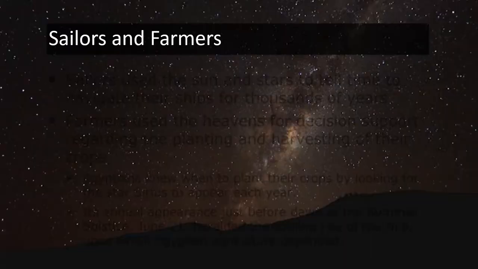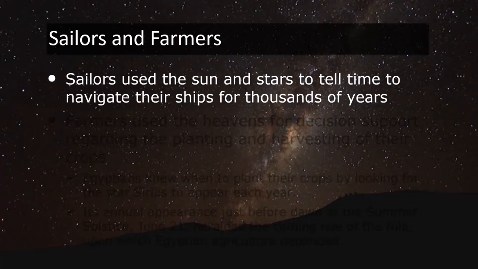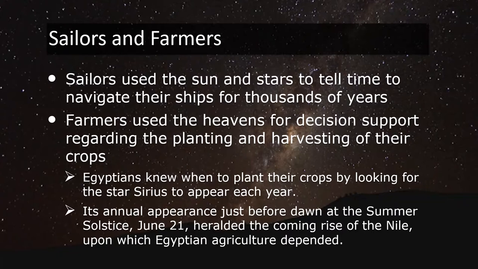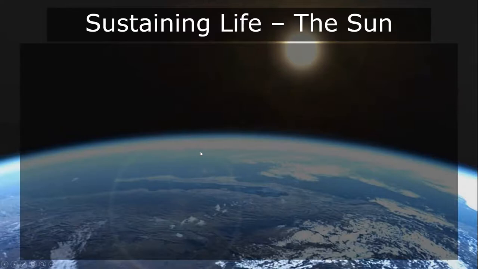Sailors and farmers relied on this in the past. Sailors used the sun and stars to tell time to navigate their ships for thousands of years before we had modern technology. Farmers used the heavens for decision support regarding the planting and harvesting of their crops. For example, Egyptians knew when to plant their crops by looking for the star Sirius to appear each year. And it appeared just before summer started in the summer solstice, heralding the coming rise of the Nile, upon which Egyptian agriculture depended.